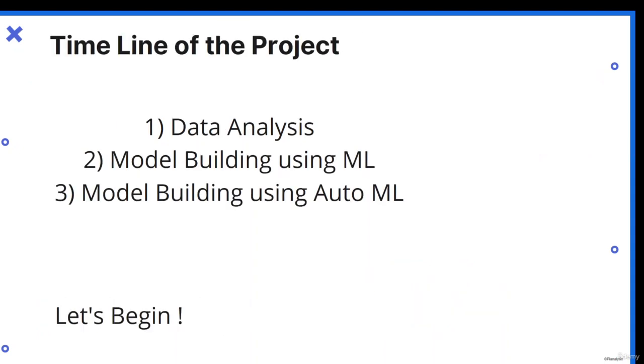So what will be the timeline of the project? First, we'll do different data analysis on our project. We'll understand how the data is distributed and how it is correlated. Then we'll build the model using the machine learning techniques which I showed you earlier. Then we'll finally come to the auto machine learning part and see how we can do all of these things with the help of automated machine learning.